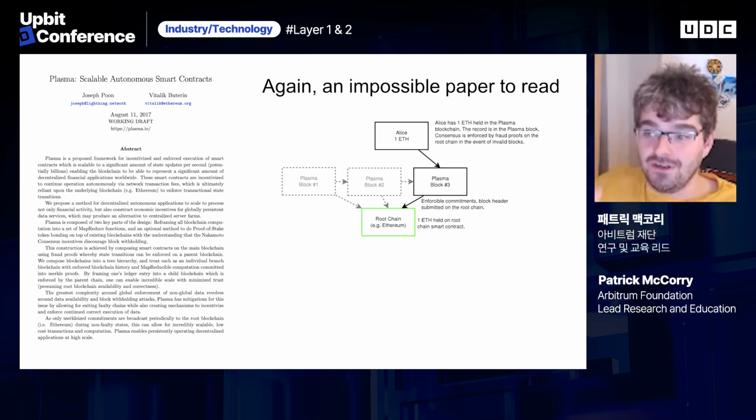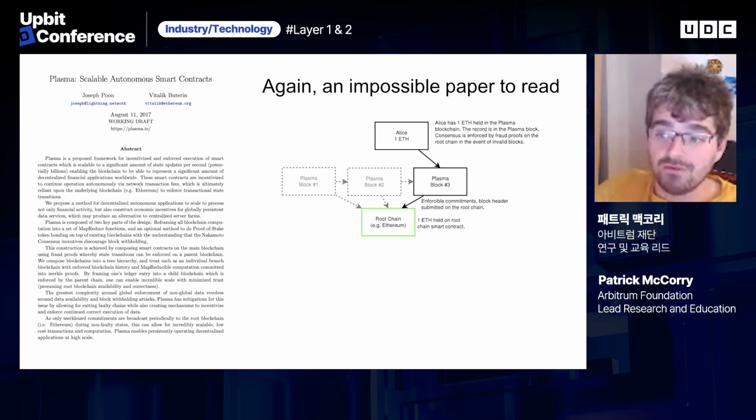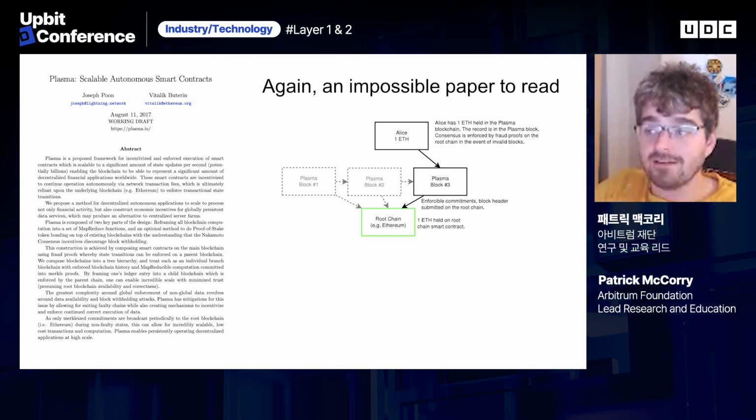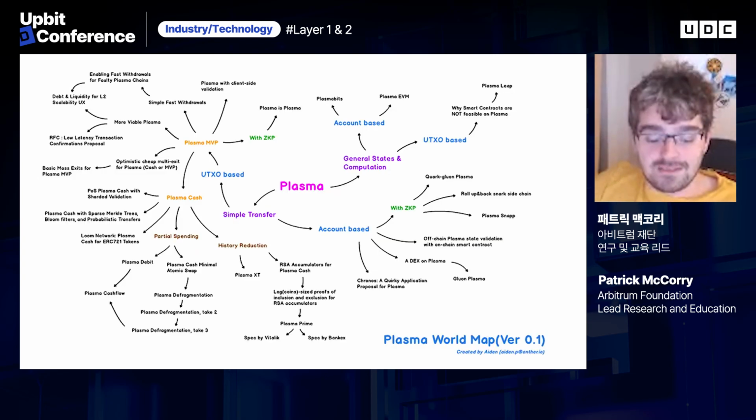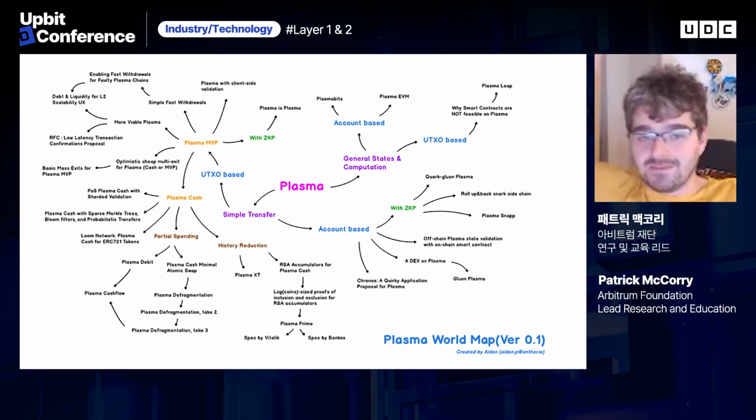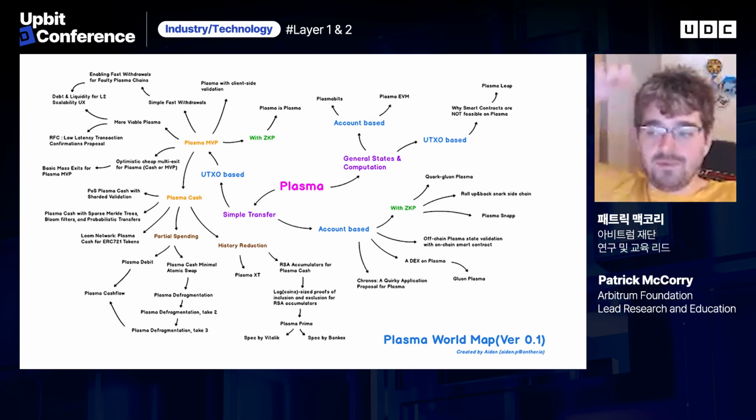The idea was that you could lock the funds up in a smart contract, and even if the system goes offline, that doesn't matter because the smart contract holds your funds. If it can detect that the system's offline, it will then allow users to withdraw their funds. But the problem with Plasma was that the design space wasn't very good. It was too confusing. It was two years of going around different designs: Plasma EVM, Plasma Leap, Plasma Prime.